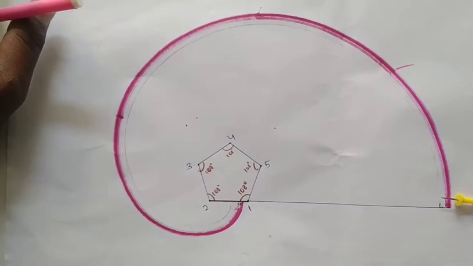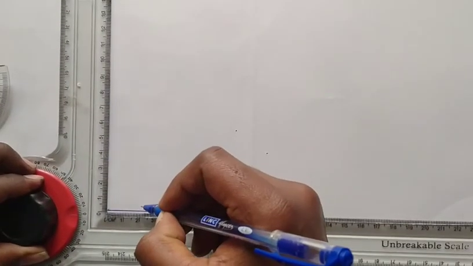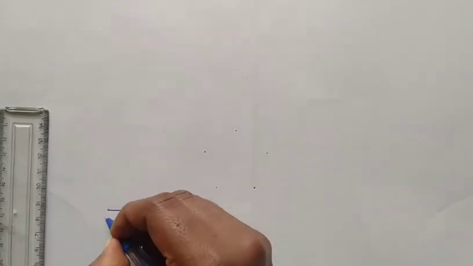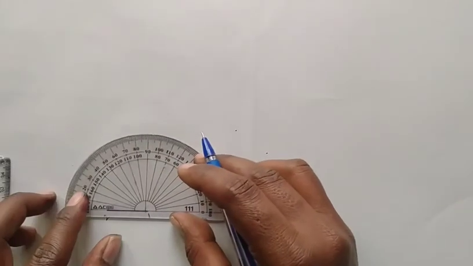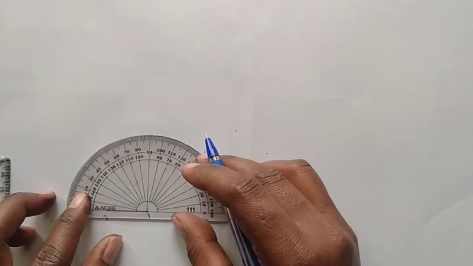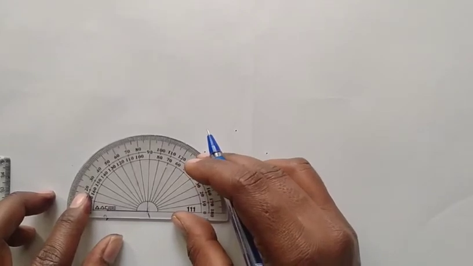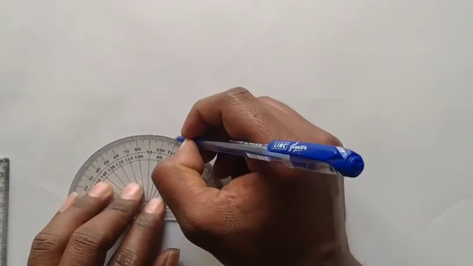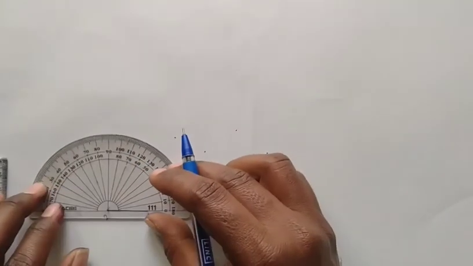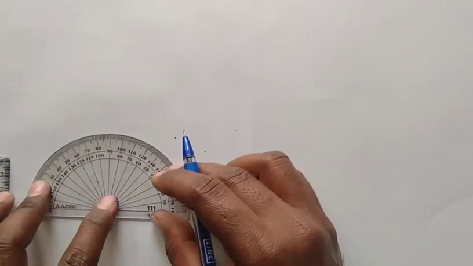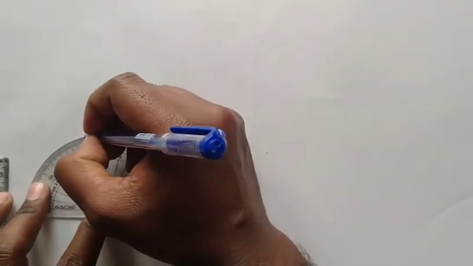Geometrical construction of the involute of a pentagon. First of all, we have to construct this 25 mm side pentagon. Measure 25 mm. The internal angle in a pentagon is 108 degrees. This is point 1 and this is point 2. Next, from 1 measure 108 degrees, because the internal angle in a pentagon is 108 degrees. Measure 108 degrees from 1 and measure 108 degrees from 2.